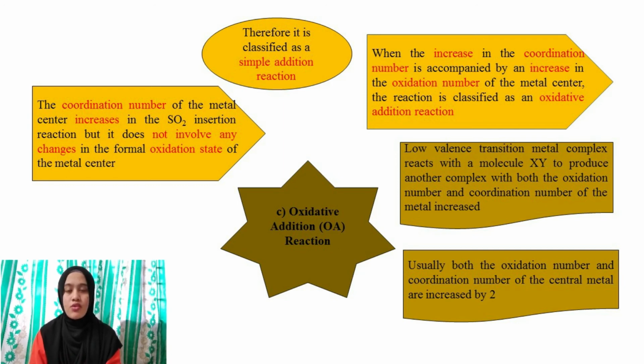So we go to the oxidative addition reaction, also known as OA reaction. It has a low valence transition metal complex reacting with a molecule XY to produce another complex with both the oxidation number and coordination number of the metal increased. Usually, both the oxidation number and coordination number of the metal center increase by 2.